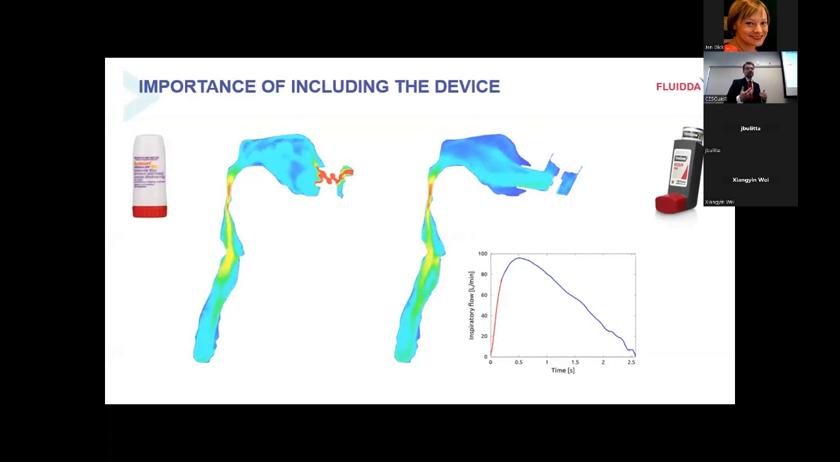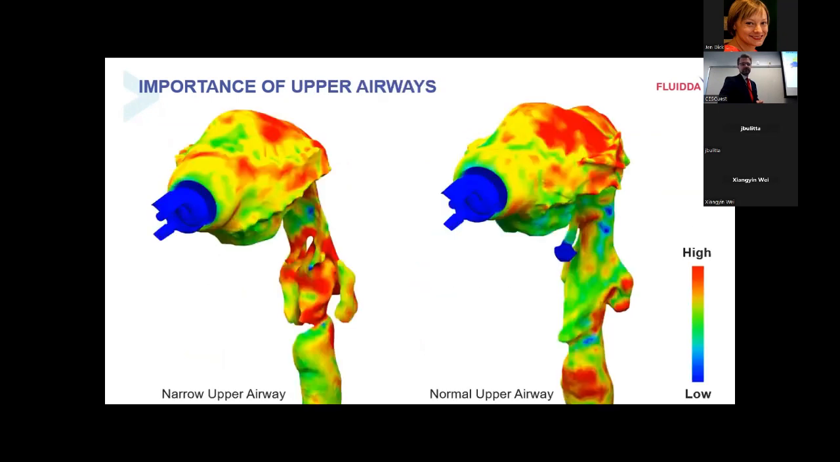It's important to also include the device. We all know quite well that these devices create different types of flow patterns in the upper airway. So here on the left-hand side, you see the Turbohaler, with a lot of turbulence generated in the mouth region, versus a typical MDI, which provides quite a different flow pattern. And obviously, these flow patterns influence particle transport, they influence regional deposition. So it's quite important to also include the key parameters of the devices that we are dealing with.